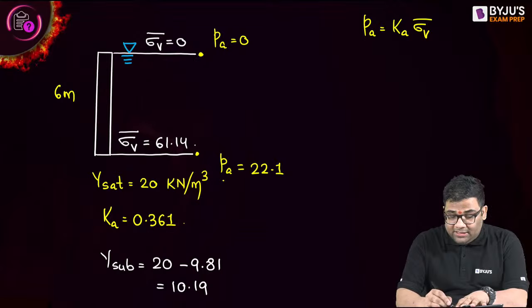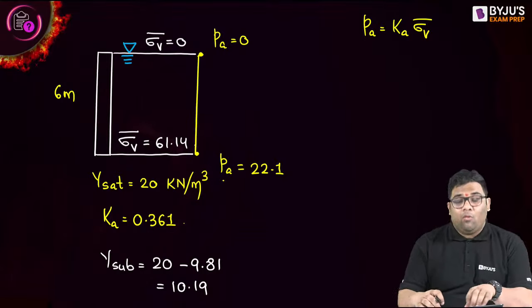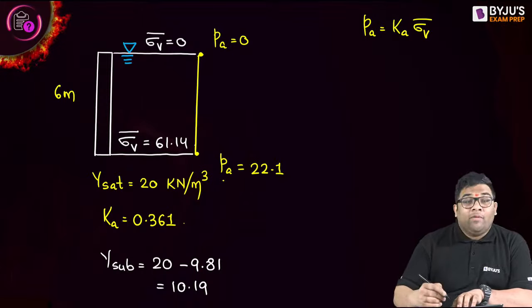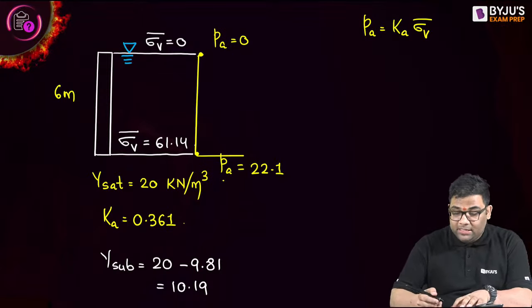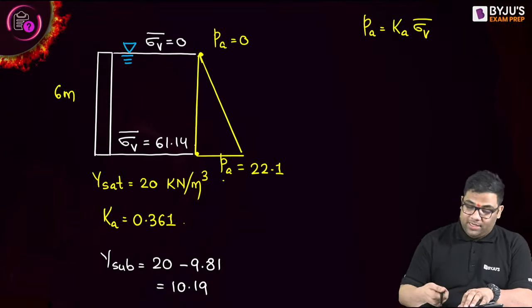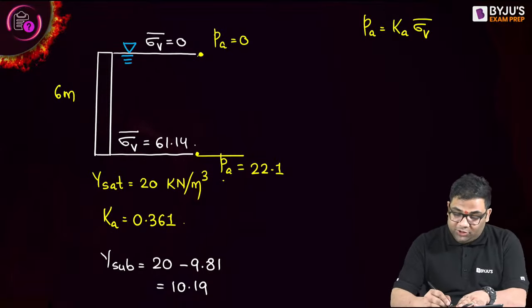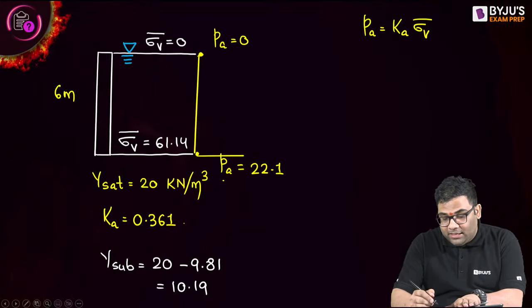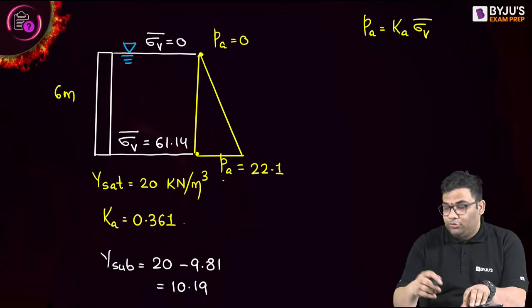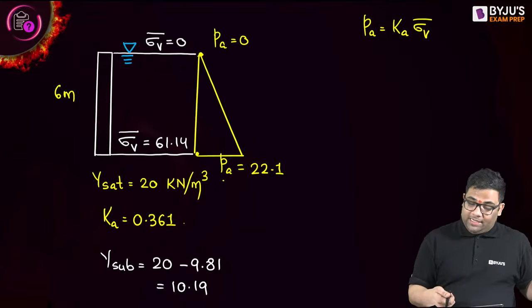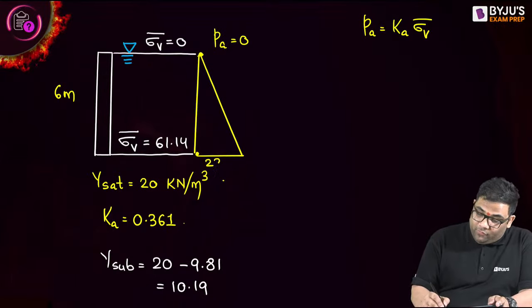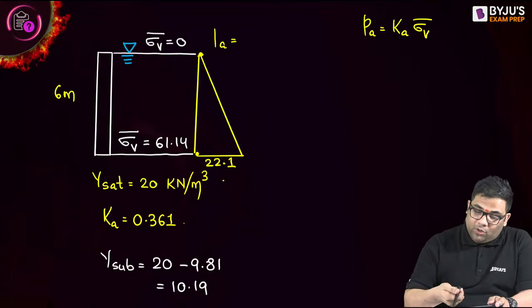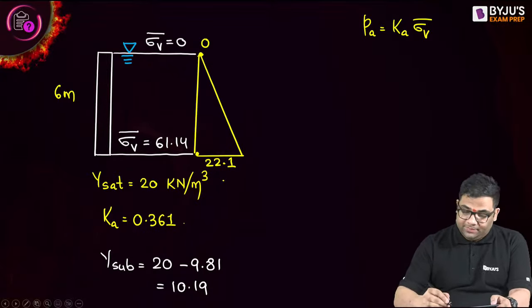So the earth pressure distribution has changed a bit due to the water table, because the soil becomes saturated. When finding the vertical stress, you have taken the pore water pressure into account, and therefore it became gamma submerged in place of the earlier gamma. Now this is the distribution: at the bottom it is 22.1, at the top it is 0. Very nice.